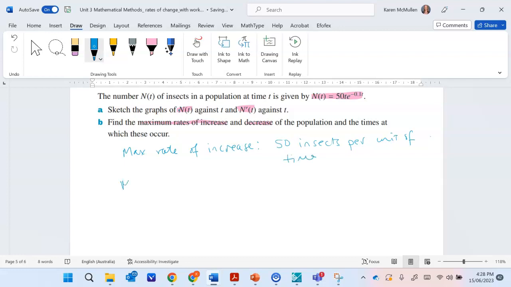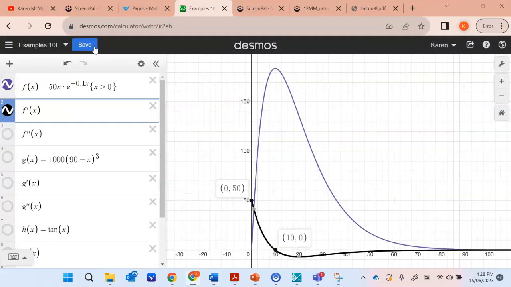All right, and the maximum rate of decrease, sorry about the spelling, is where this minimum turning point is, which is here. We can see that at t equals 20.